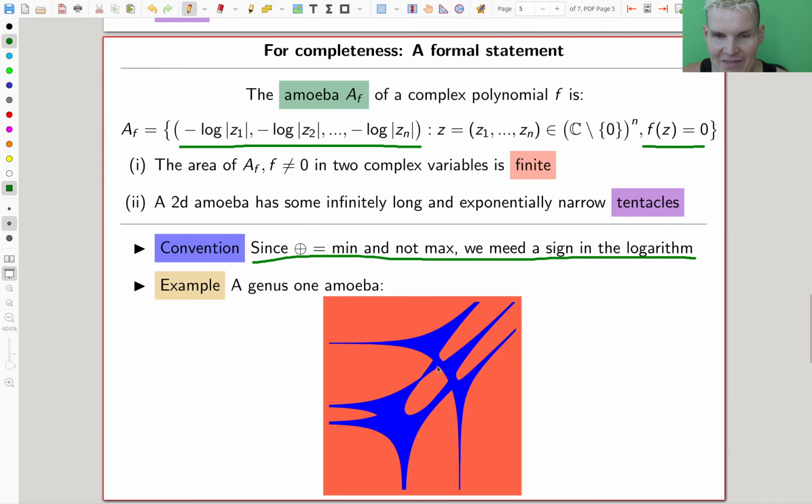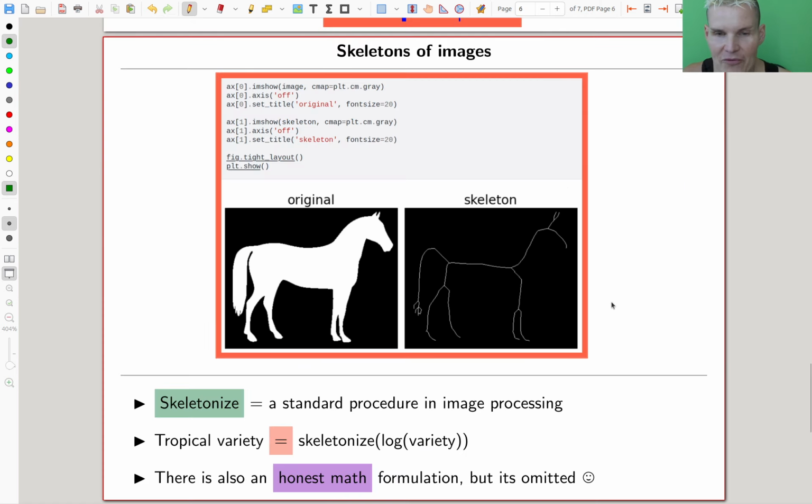And the genus is just whenever you see something. So I just colored the background. And whenever you see something that is colored in red in this case, then it's genus 1. So here's a genus 1 amoeba. And the correct way of doing this is kind of fun. If you have never seen that before, you can take a skeleton of an image. This is just a Python built-in library, and you can just do it. So your skeleton of a horse is a tropical variety.